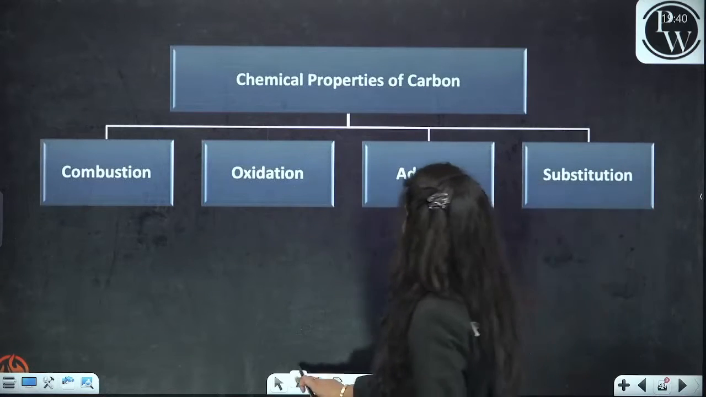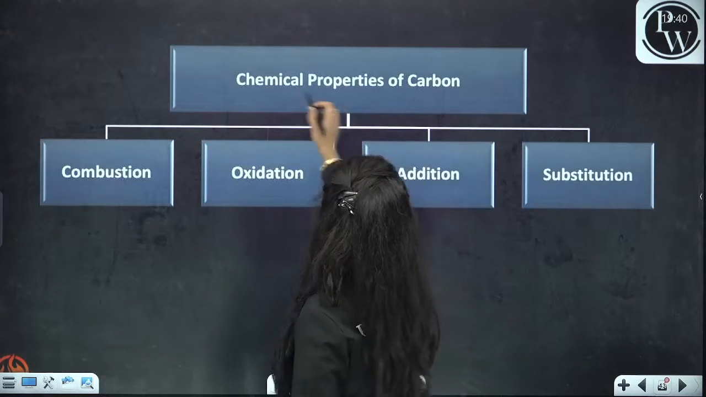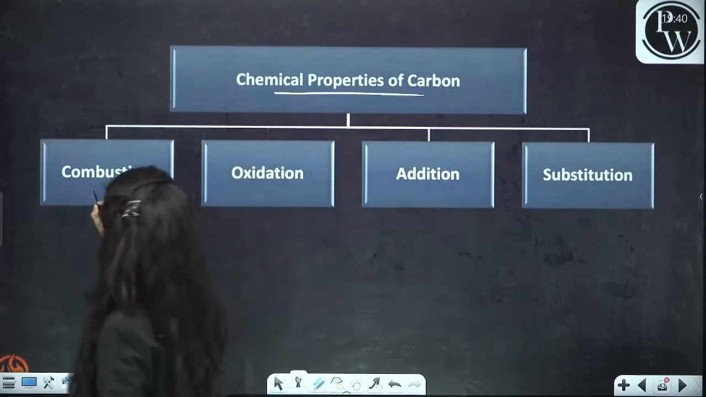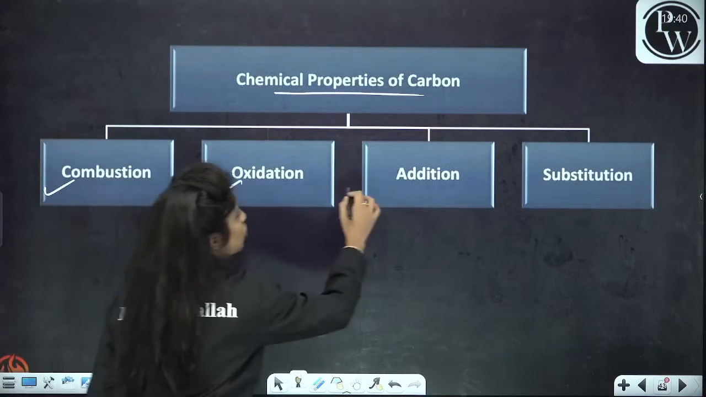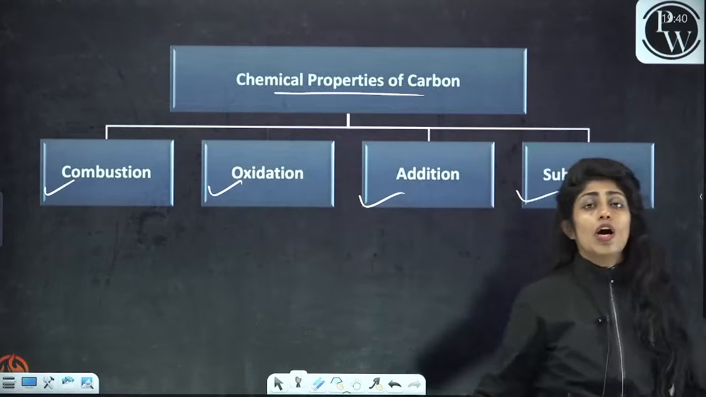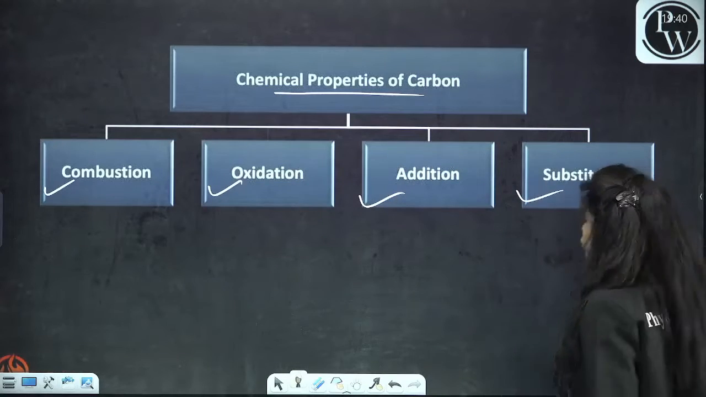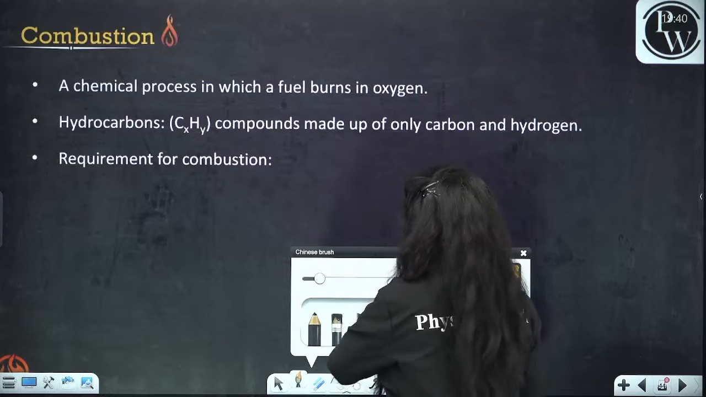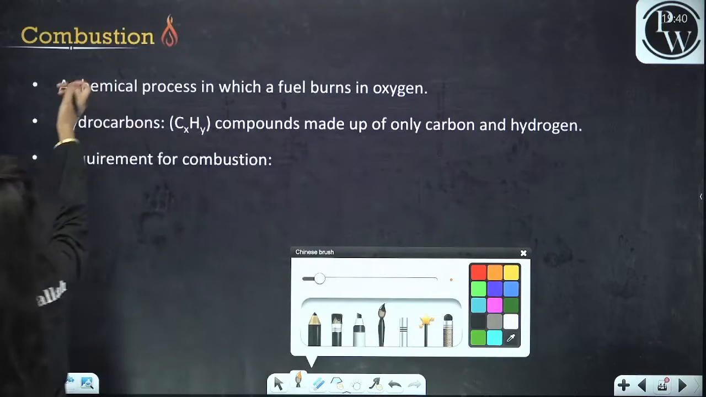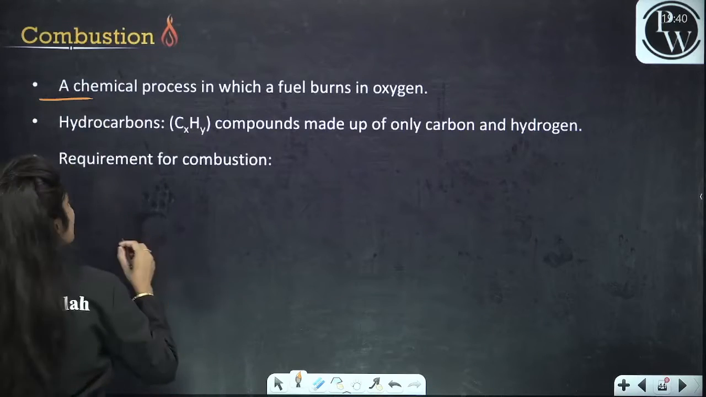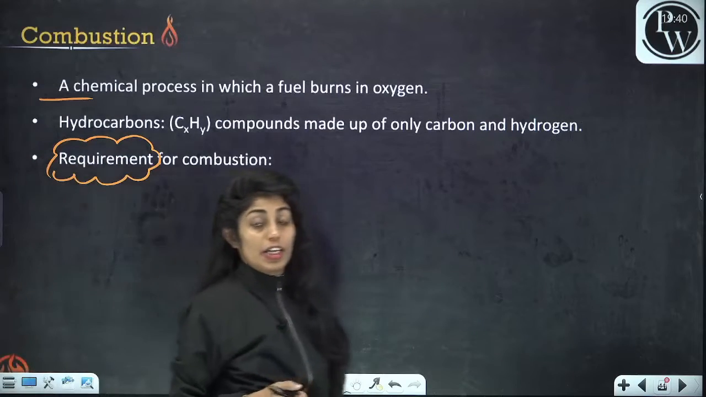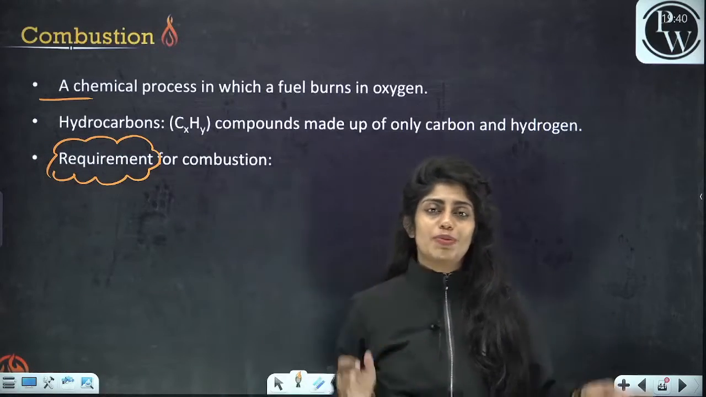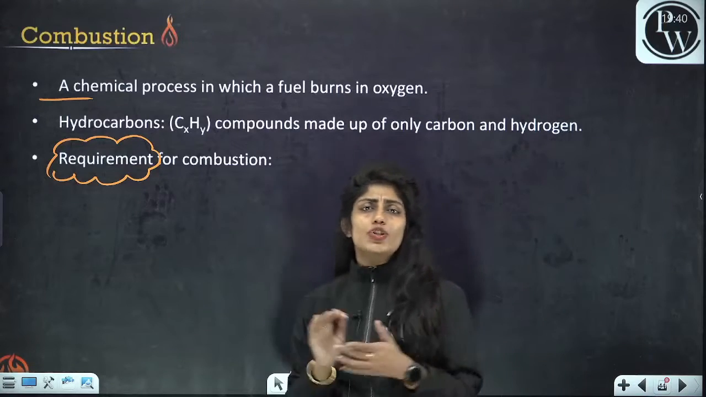So we have the chemical properties of carbon. The chemical properties we are going to discuss are only 4: combustion, oxidation, addition and substitution. One by one we are going to deal with them. First is combustion. Combustion is a chemical process. For example, if you are burning a candle in the presence of air, that is possible only then. So that is your combustion.